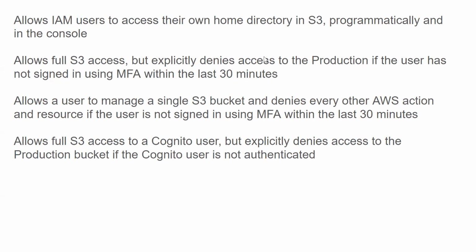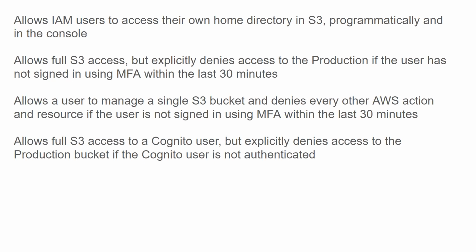Okay, so now here's the question asking what we just looked at. What did that describe? Okay, so we have: allows IAM users to access their home directory in S3 programmatically in the console. Allows full S3 access, but explicitly denies access to the production bucket if the user has not signed in using MFA within the last 30 minutes. Allows a user to manage a single bucket and denies every other AWS action and resource if the user is not signed in using MFA within the last 30 minutes.